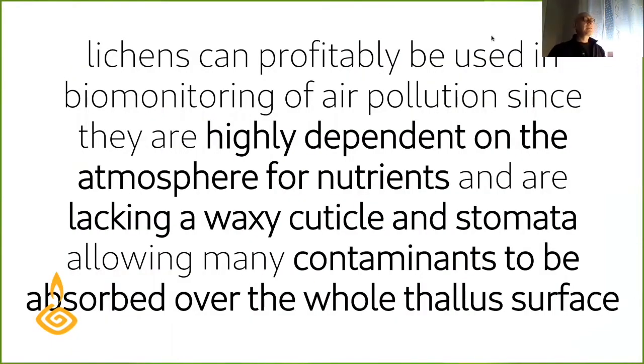So why can lichens be used very profitably for biomonitoring of air pollution? Because they have no roots, no cuticle, and no stomata to regulate gas exchange. So they are very dependent on the atmosphere for nutrients, like a sponge, which absorbs anything that is in the atmosphere. So if the atmosphere is polluted, they also absorb the pollutants present in the atmosphere. And this is done over the whole thallus structure, over the whole sample, let's say.